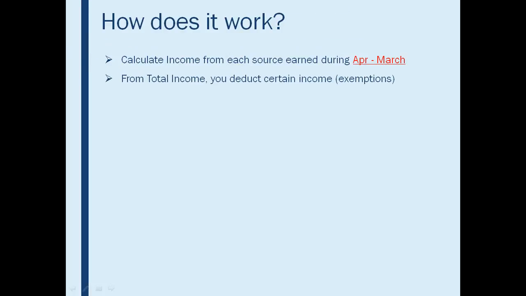Now, how does it work? So every taxpayer needs to calculate the income from each source, identify the income, put that into the correct source, and apply all the rules for that respective source from April to March. Then you deduct certain income which are known as exemptions.